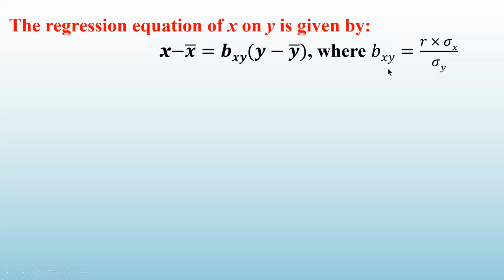Where what is bxy? It is r into sigma. We are talking about x on y, bxy. So sigma x will be in the numerator. r into sigma x divided by sigma y. So first of all, we will calculate the value of bxy. Okay, let us calculate the value. bxy is equal to r. What is the value of r? Look at here. What is r?